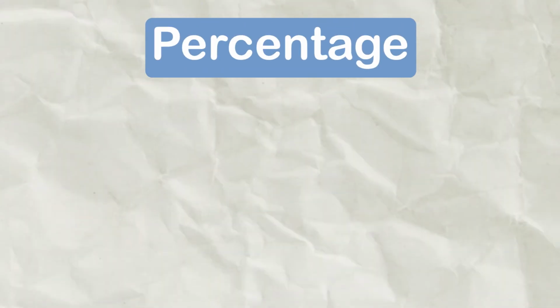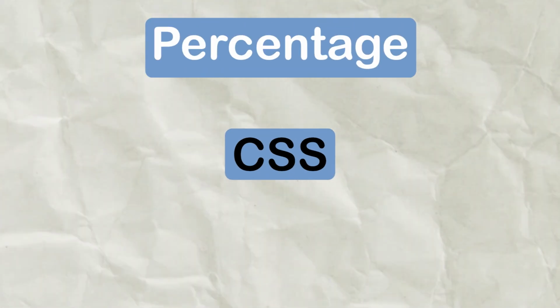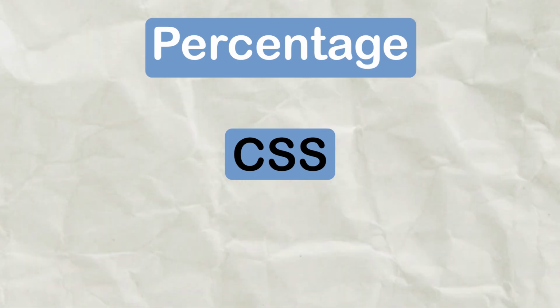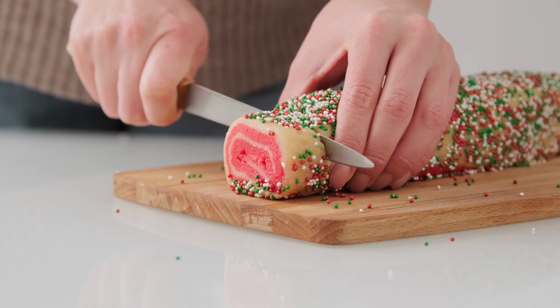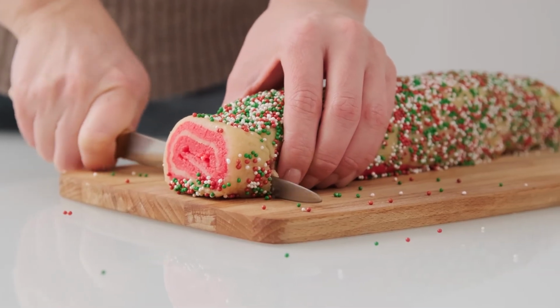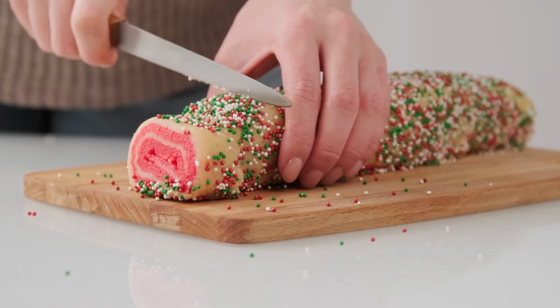Now it's time to see the percentage. When we use percentage in CSS, we are telling our elements to take a portion of their parent container. It's like slicing the cake and everyone gets their fair share. So let's see this with an example.